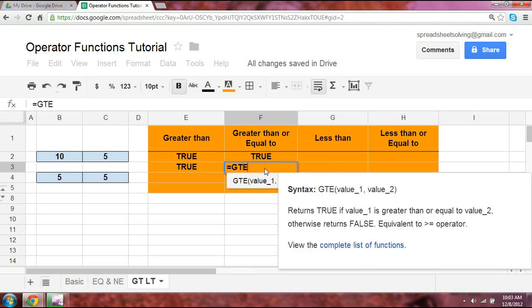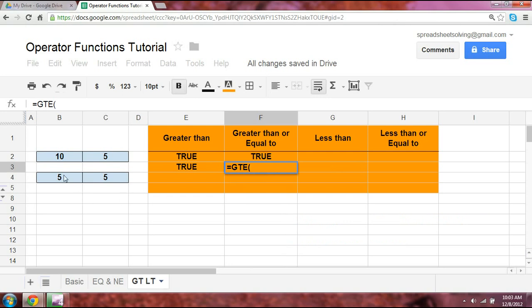Again, keep in mind that order matters. In this case, we're going to look at the example cells B4 and C4. And the answer, as we should expect, is true. Okay, so we looked at the greater than and greater than or equal to. Now we'll move on to the less than and the less than or equal to.